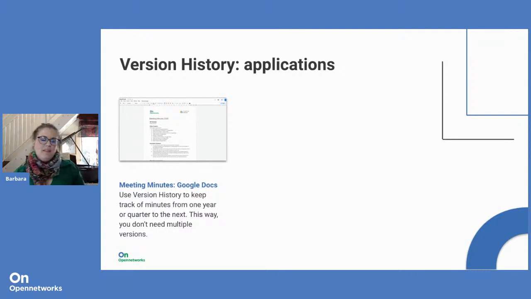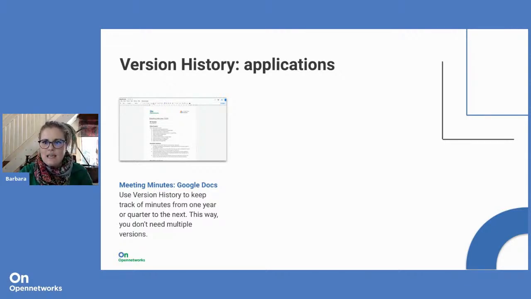The first one that we do at Opennetworks is meeting minutes. Now, when you're creating your folders and your structures for a year, you're busy creating pathways, which you don't really want to have to recreate every single year and then reshare a new structure. It's really nice to be able to create one system and then continue it over and over again.